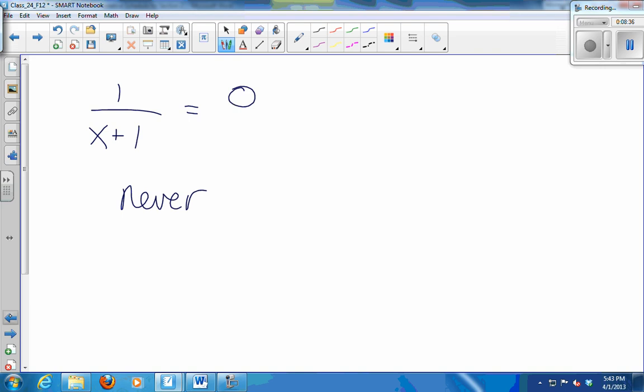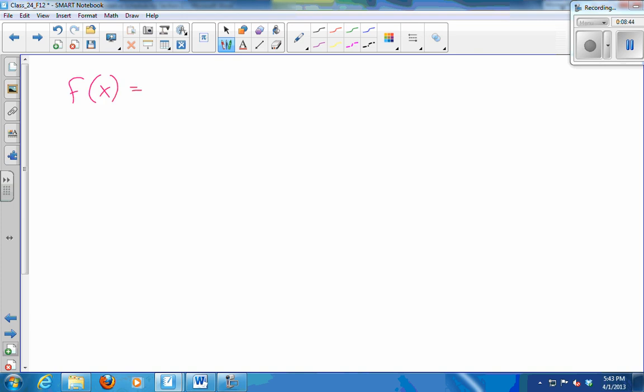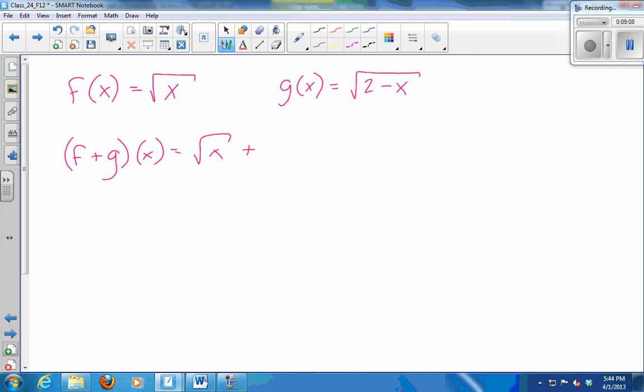All right, so before we do that, I want to do one more example, maybe with square roots. So if we let f of x be the square root of x and g of x be the square root of 2 minus x. Let's say I add them together, f plus g. That would be square root x plus the square root of 2 minus x. Can't simplify it. That's just the answer.